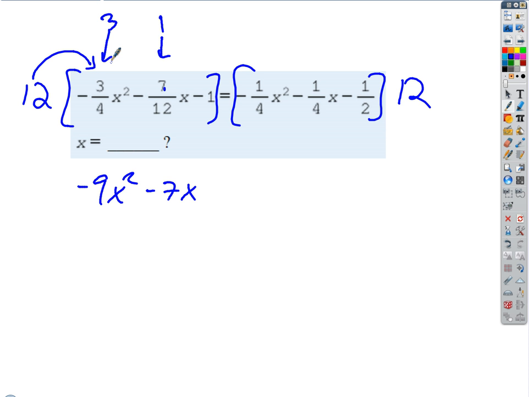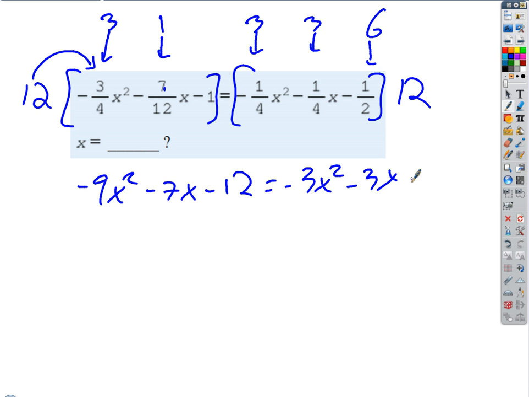Okay, so now let's wrap this up, just a couple little issues here. So what about this guy? This is easy, right? This isn't a fraction. I just distribute. Then over here it's the same deal. 12 over 4 is 3 times -1, so -3x squared. 12 over 2 is 6 times -1, right?